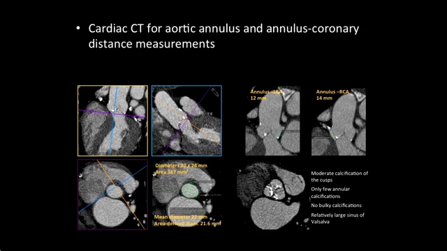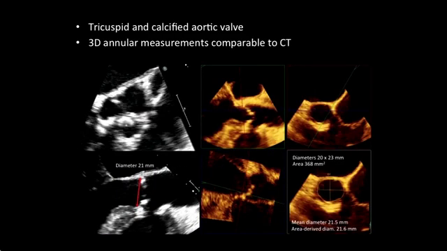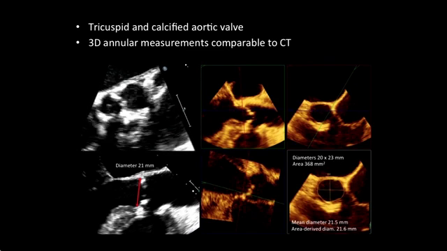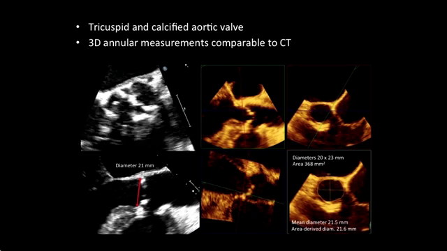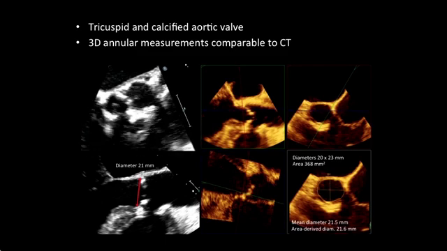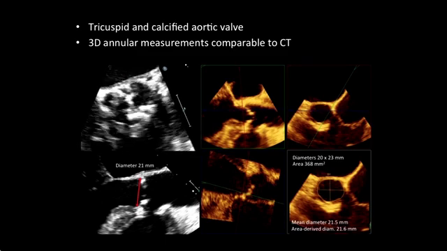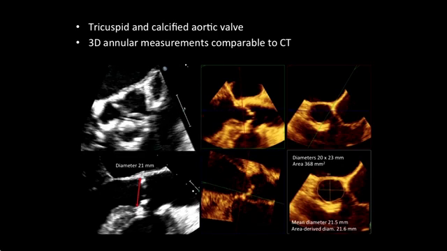The aortic valve was moderately calcified on cardiac CT with little annular calcification. The mean annulus diameter was 22 millimeters and the annular area was 367 millimeters square. The distance from the annulus to both coronary arteries was above 10 millimeters, 12 and 14 respectively for the left and right coronary artery. On 3D transesophageal echo, the annular dimensions were identical to those obtained by CT with a mean diameter of 21.5 millimeters and an annular area of 368 millimeters square.